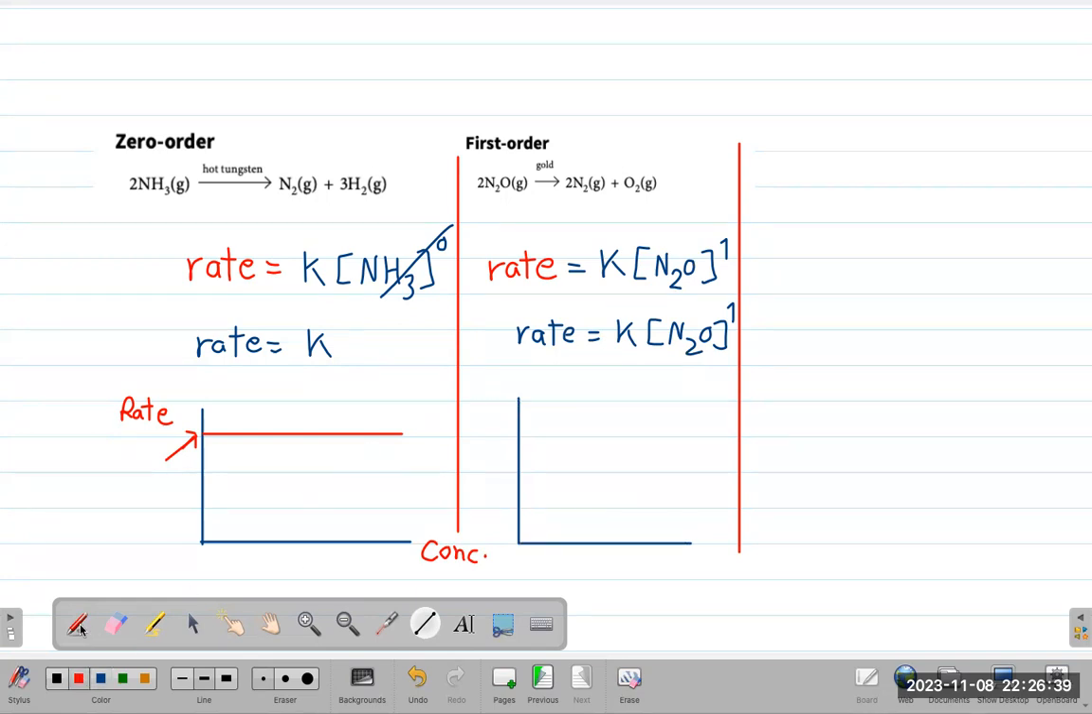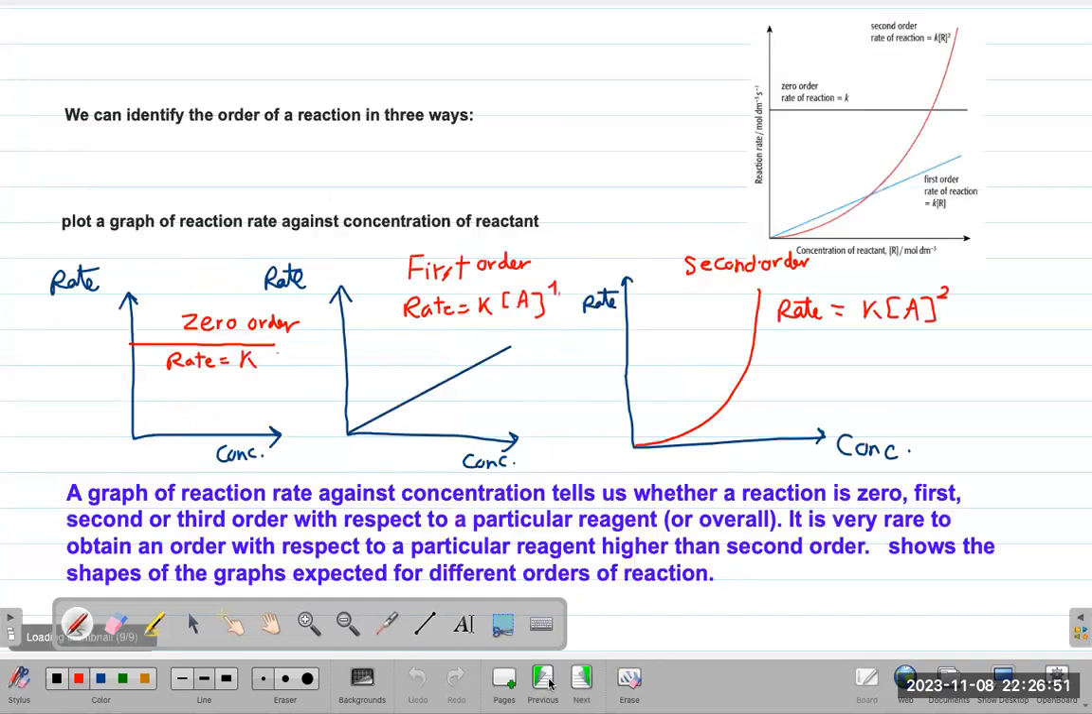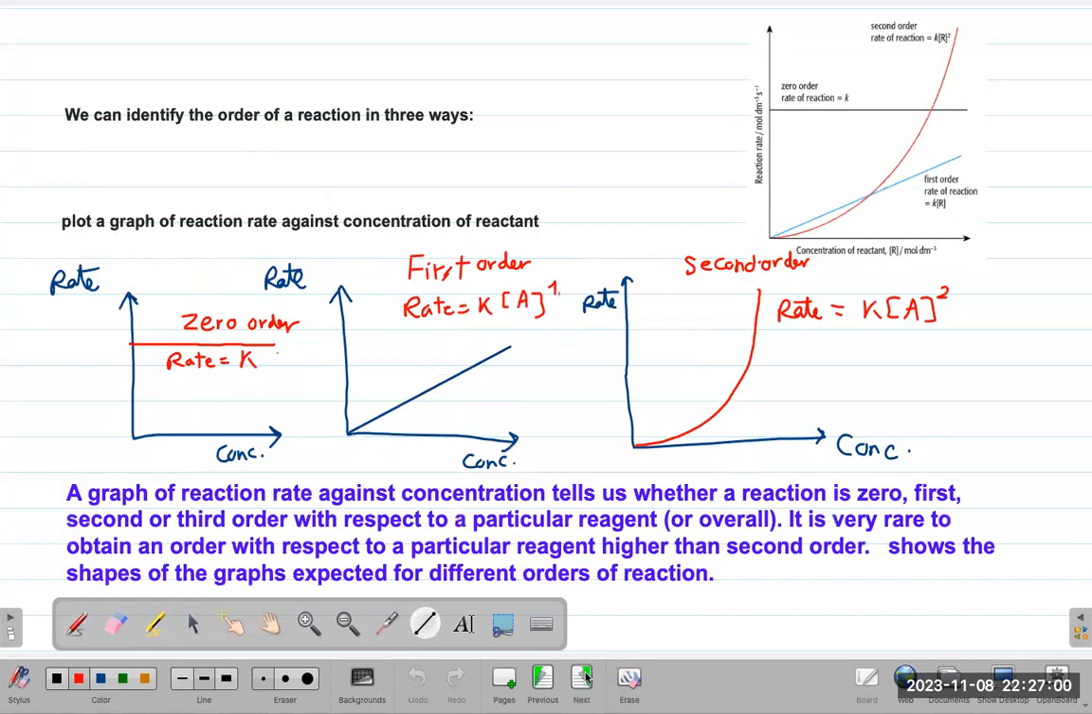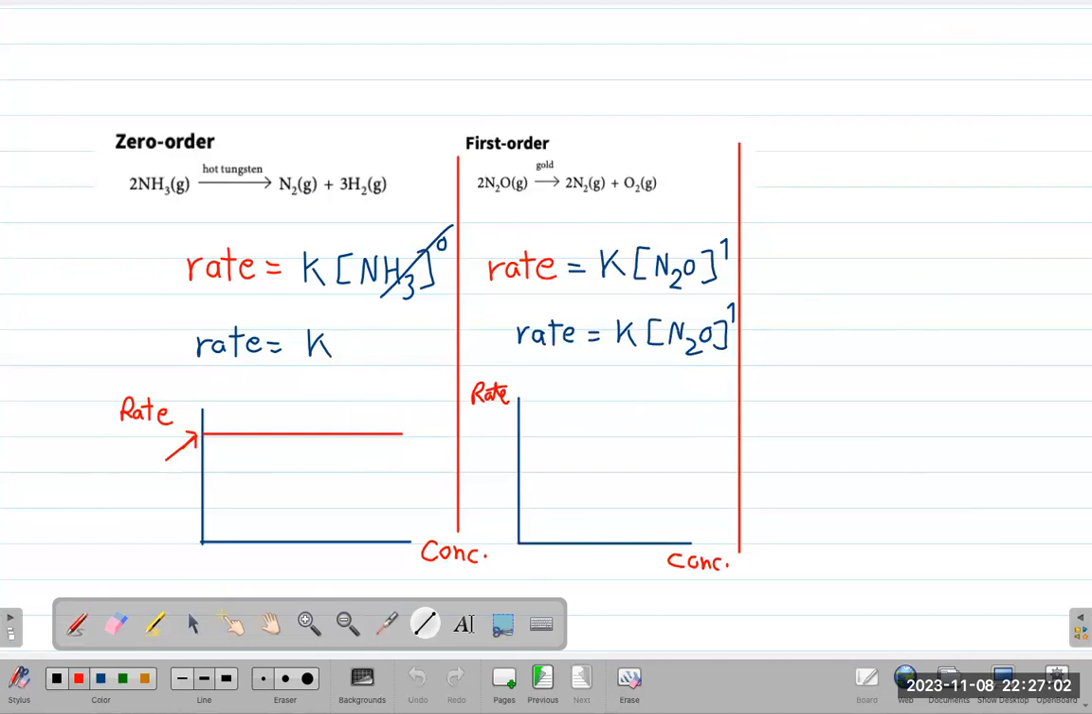So what is the rate compared to the concentration? When you change the concentration this time, the rate of the reaction is always going to change in the form of a straight line. So it is directly proportional. Whatever you change the concentration, the rate of the reaction is going to change.